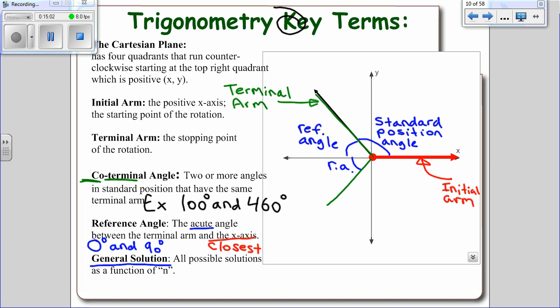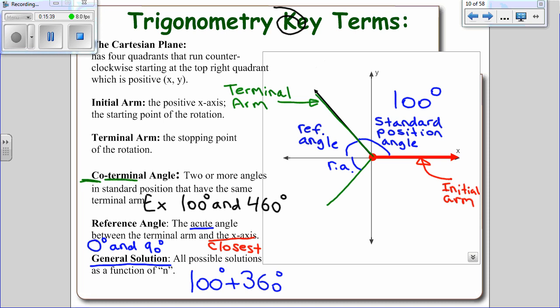So, for example, if we're saying that the standard position angle for this question was at 100 degrees, we found that a coterminal angle of it was 460 degrees. How did we get that 460 degrees? We added 360. Now, what if I just added another 360? Would I get to the same spot? I would. And what if I added another 360? I'd keep getting to the same spot.